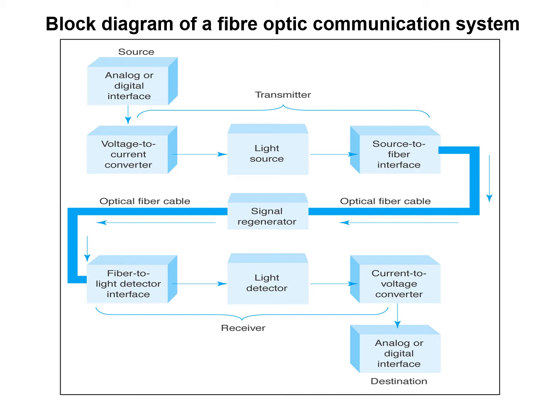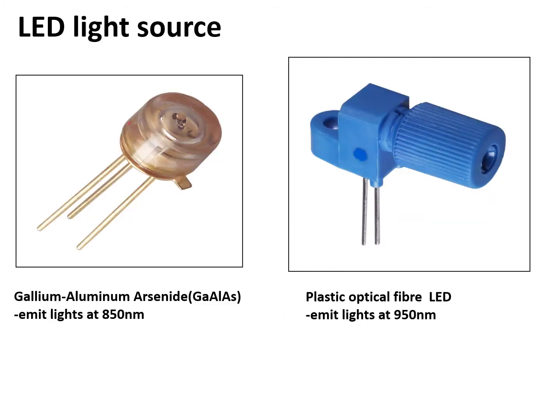At the receiver side, the fiber cable can be connected to the light detector using a fiber to light detector interface. The output from the light detector must be converted into a voltage signal before being received at the destination.